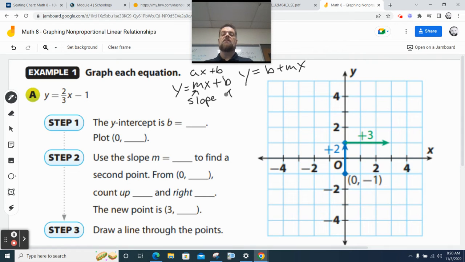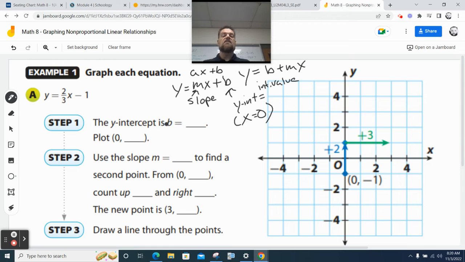What's b? The y-intercept. What's another word for b, though? We say y-intercept. It's also the initial value, or initial condition. But remember, this occurs when x equals 0.